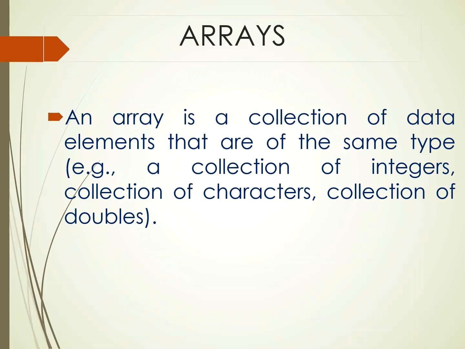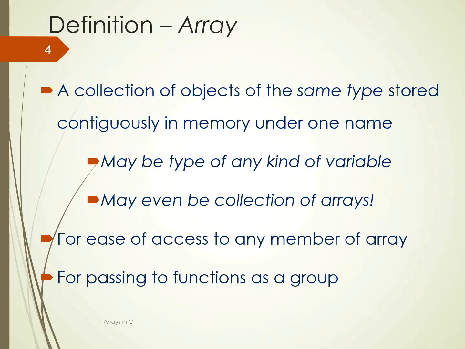By definition, an array is a collection of data elements that are of the same type. Let me repeat. An array is a group of variables where we can store identical values. So we have seen that an array is a collection of variables of the same type. They are used very much in the C programming language because of the ease of accessing any member from the array, and they are very convenient at the time of passing variables to functions.